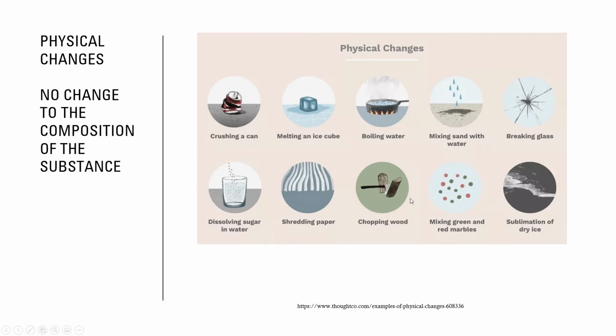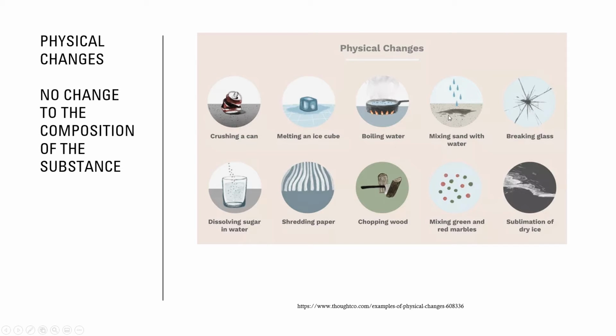There are some other examples here where maybe we crush a can, shred paper, chop wood, or break glass. In these instances, we are changing maybe the shape or the size or the structure of a particular substance. But in each of these examples, the can's still a can, the paper's still paper, the wood's still wood, and the glass is still glass. They are the same substances.